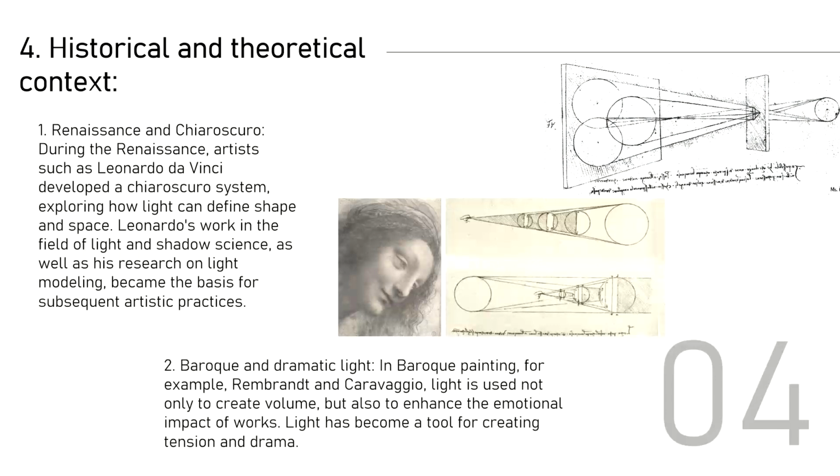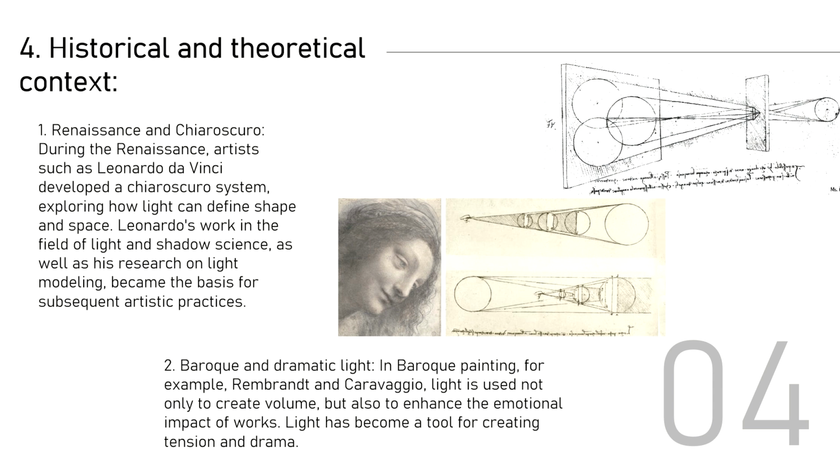Historical and theoretical context. Renaissance and chiaroscuro. During the Renaissance, artists such as Leonardo da Vinci developed a chiaroscuro system, exploring how light can define shape and space. Leonardo's work in the field of light and shadow science, as well as his research on light modeling, became the basis for subsequent artistic practices.